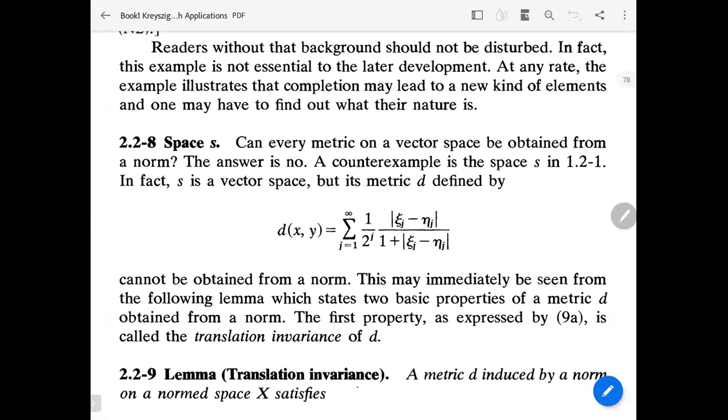So how to show that this metric d does not satisfy those two properties? You can assume two sequences, xi_i and eta_i, and show that those two properties are not being satisfied. Especially the second one, when you multiply with alpha, that property won't be satisfied.